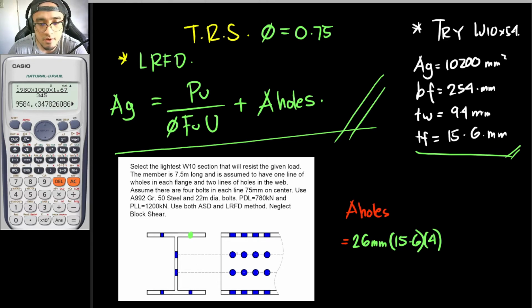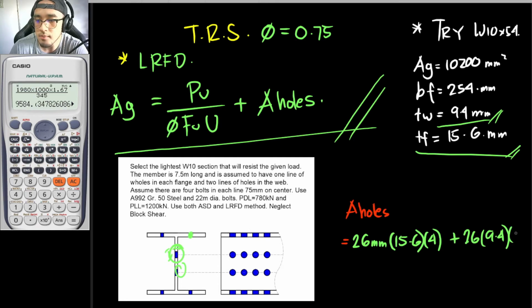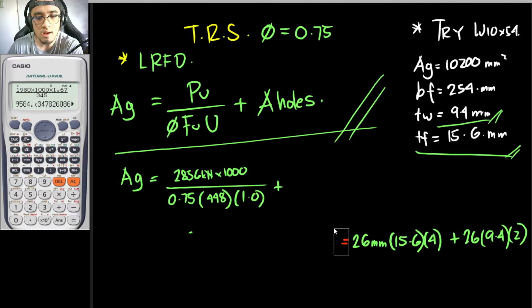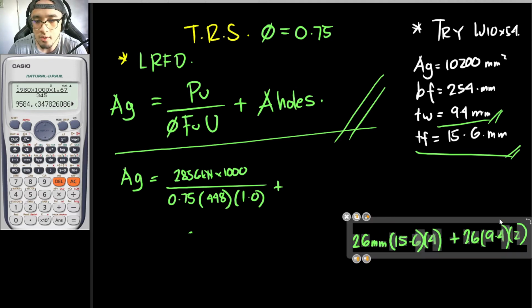Okay, and as for the web, so we would be adding here, so plus 26 once again. So since that is to be the dimension of this one right here, so 26 times the thickness of the web, and the thickness of the web as per indicated here is to be equal to 9.4 mm. So times 9.4. Okay, and what else? So we have 2 holes right here, so we would be multiplying this once again by 2. Getting rid of this so that we can substitute this one right here. So this is to be our equation already.